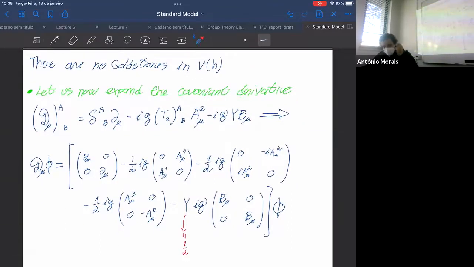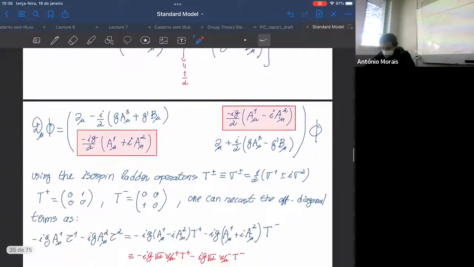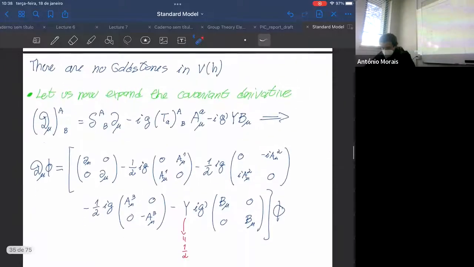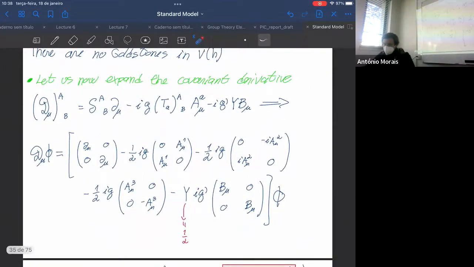Now let's expand the covariant derivative, because what we want to look at is the Goldstone and the gauge boson masses. To look into gauge boson masses, we want to couple the Higgs to the gauge bosons and evaluate it next to the vacuum, so making a shift around the vacuum and seeing which masses we obtain.